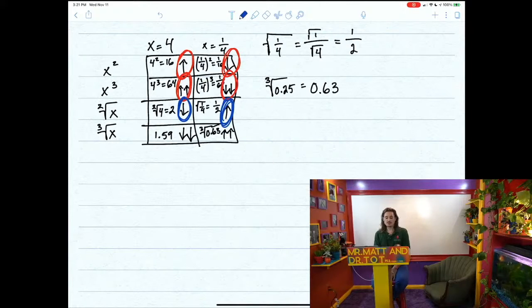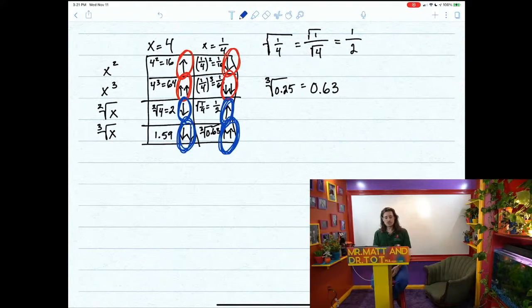And then if we increase the index to 3, so we're taking the cube root, then those discrepancies are even more dramatic. So when x is greater than 1, it's really going to decrease, and when x is in between 0 and 1, it's really going to increase, at least relatively compared to when the index or exponent is equal to 2.